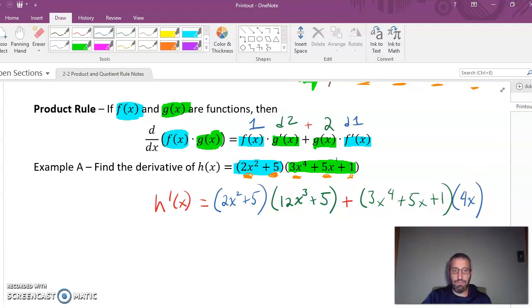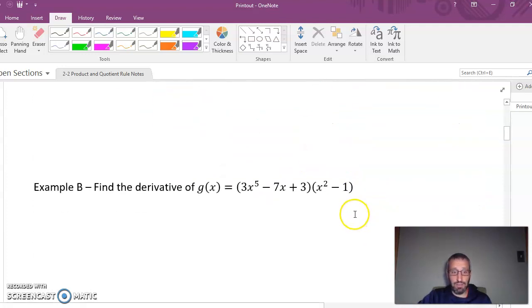And so our derivative, h prime of x here, equals the quantity 2x squared plus 5x times 12x cubed plus 5, plus the quantity 3x to the fourth plus 5x plus 1 times 4x. So in and of itself, done. Now, for now, let's just leave it like this, okay? Yes, there are 4 multiplication problems here, and we could simplify. We could distribute 4x over here and have fun with that. And then we could combine some like terms and do all that stuff. And we will, don't worry. You'll get the opportunity to do all that fun stuff. But for now, just leave it like that, call it a day, let's move on. Sound good?